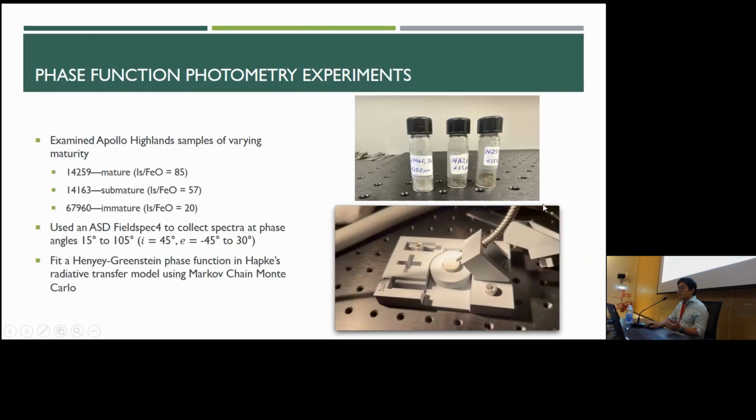Then in order to determine the phase function, we fit a Henyey-Greenstein phase function in Hapke's radiative transfer model using MCMC, as well as some other parameters that are required in order to produce the fit. So here's an example of the stage that we used to make these measurements, and we control the angles quite precisely by using 3D printed parts.